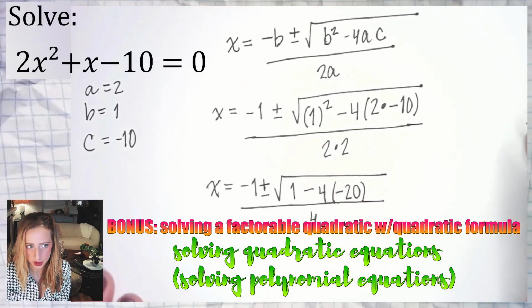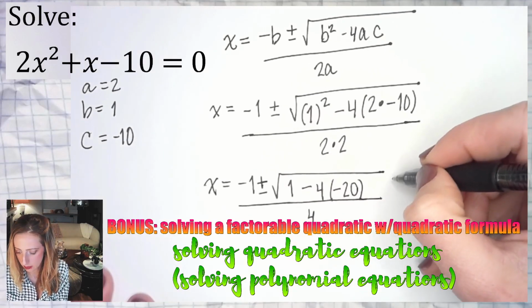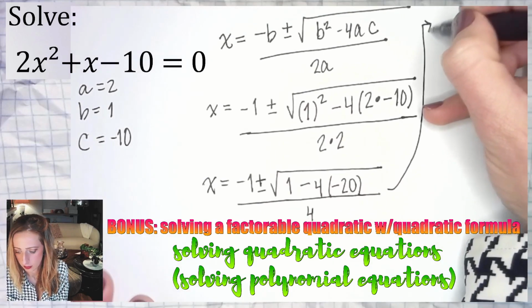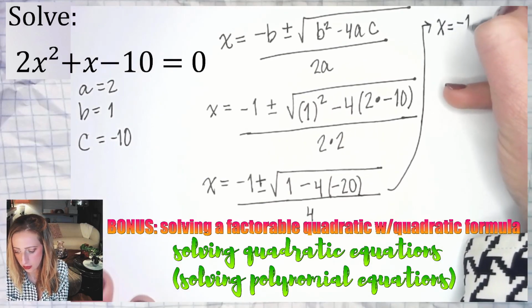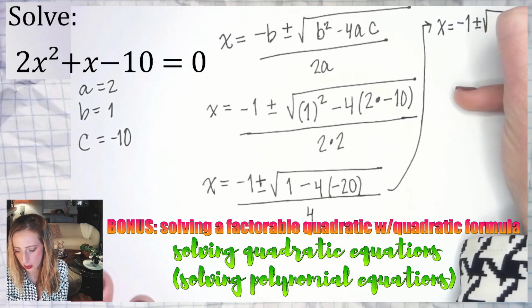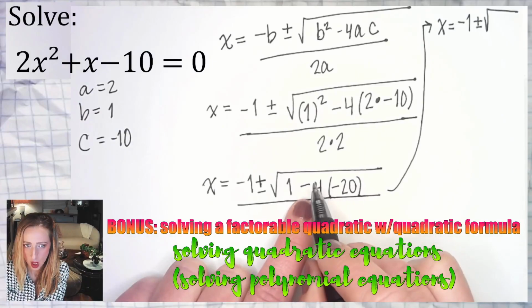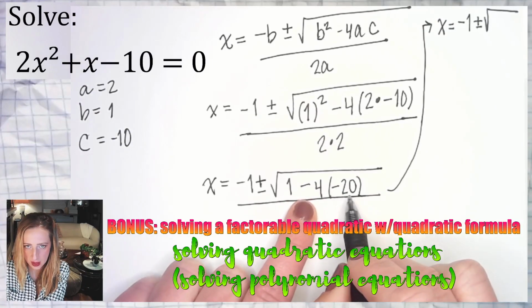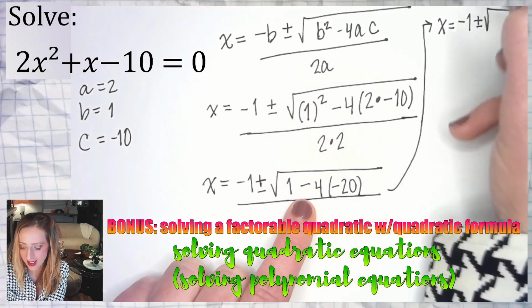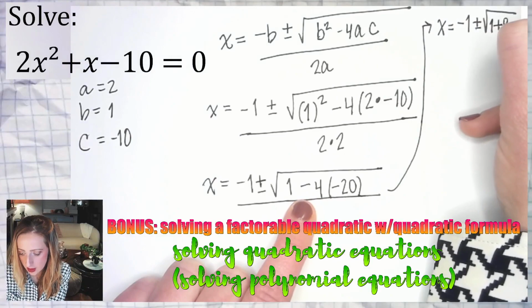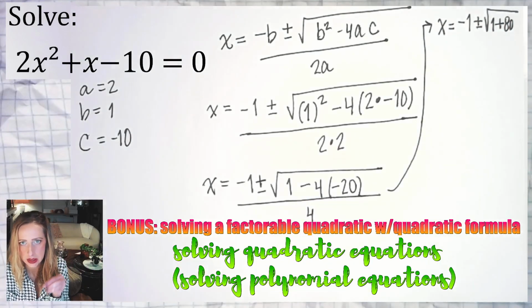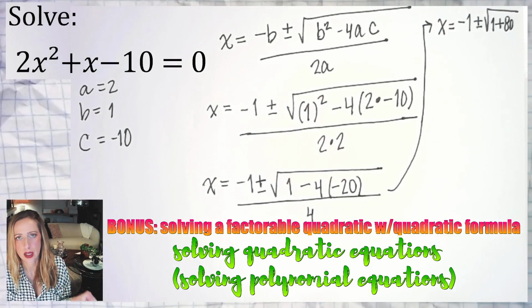So from here, I'm just going to scooch over to here. x equals negative 1 plus minus the square root of 1 minus 4 times negative 20. The negative 4 and this negative 20 become positive 80. So it's 1 plus 80. A lot of you in this situation will do minus 80 and you'll get negative 79 under your radical. You've got to get this right. If ac is negative, it ends up being a plus sign in the radical.